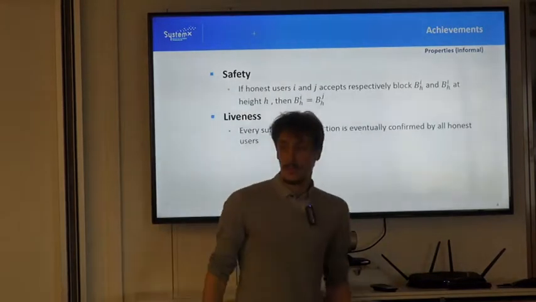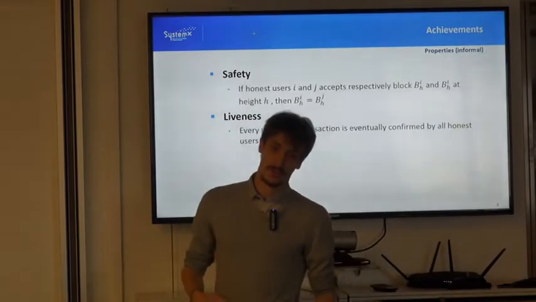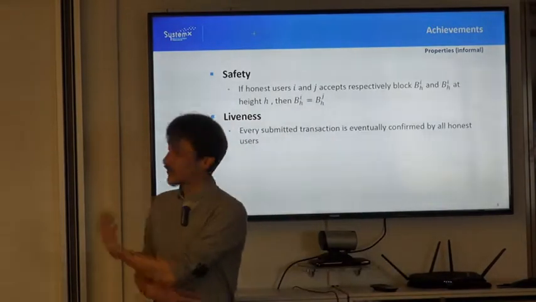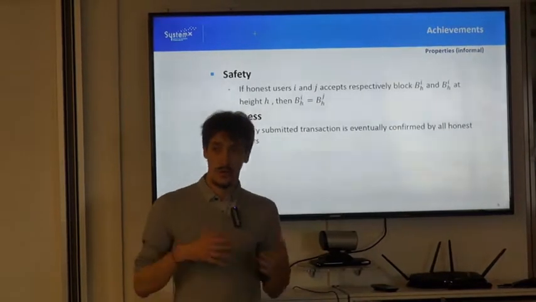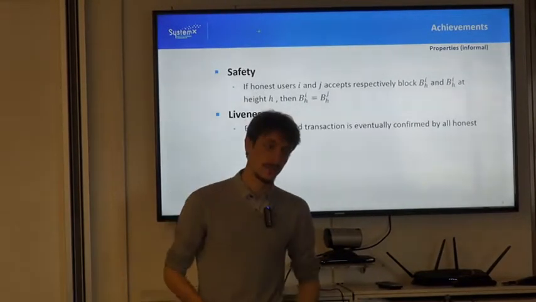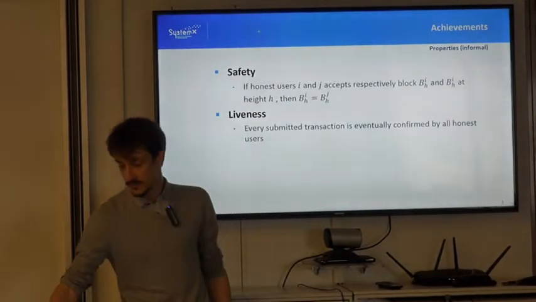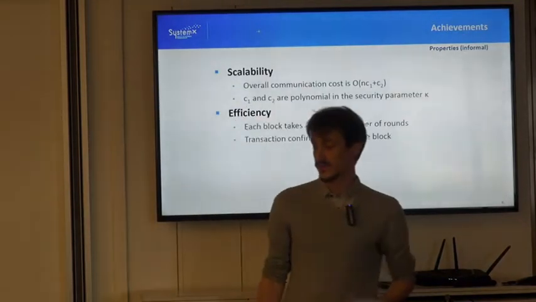So what are our properties? The first two are fairly standard. It's just that it's a typical distributed ledger. The blockchains of honest users are a prefix of one another, and when we add a transaction, it eventually gets added. But the more interesting properties are scalability and efficiency.